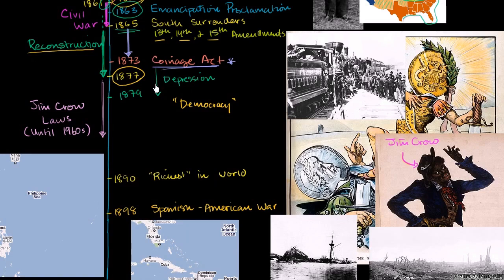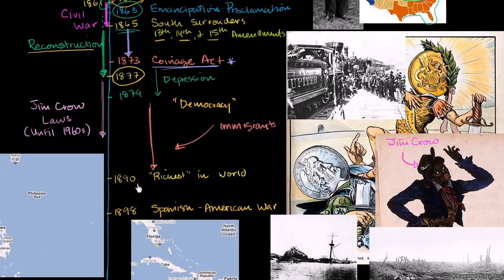And then you essentially have the United States entering a depression, and that depression lasts from 1873, when the Coinage Act and this bubble burst, all the way to 1879. But lucky for the United States, after it recovered from the depression, it actually recovered at this super fast rate, and this was one of the fastest economic growths in U.S. history. You had this huge influx of immigrants, tens of millions from Europe.